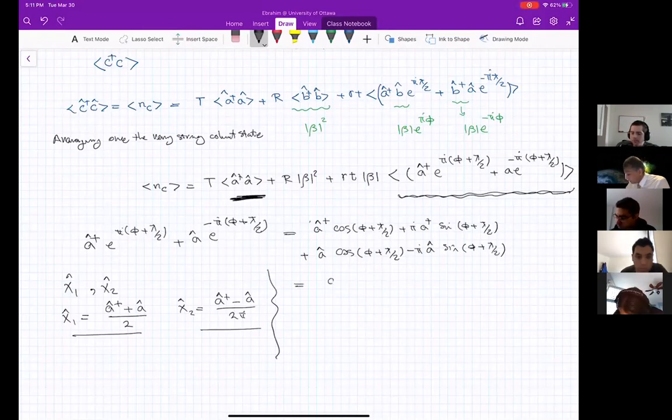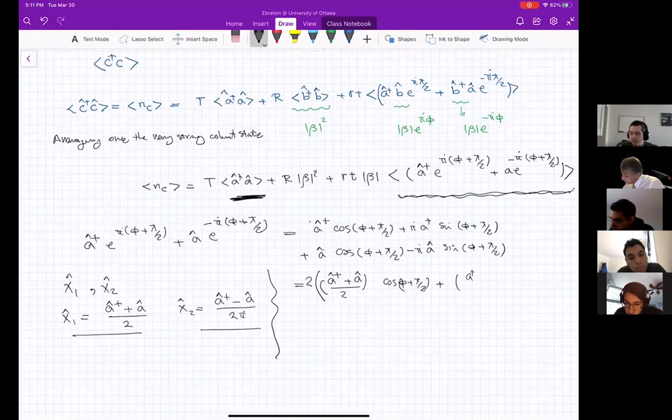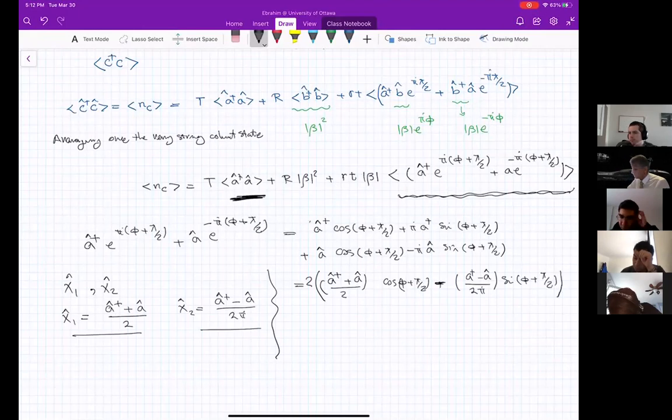So this will be a dagger plus a divided by 2, and I can take away the 2, cosine of phi plus pi divided by 2. And the other one will be a dagger minus a, with a negative sign, divided by 2i, sine of phi plus pi divided by 2. All right. Good, Manuel?